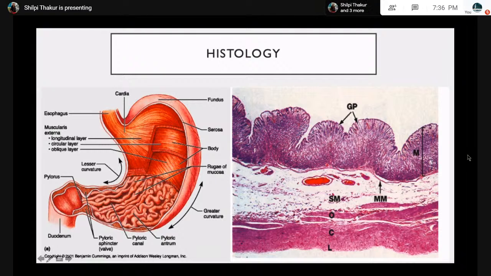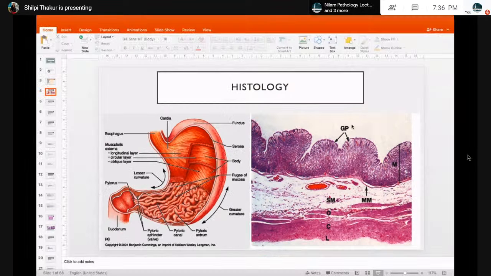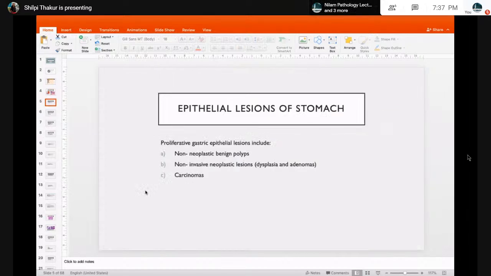So this is the mucosa, which comprises the gastric pit. I don't know whether you are able to see the arrow. So here, this is the gastric pit that is present in the mucosa. Underneath, we have the muscularis mucosae, a thin layer of muscularis mucosae, and the submucosa, followed by the oblique layer of the muscle, circular layer, and the longitudinal layer. So here are the parts of the stomach which all of us know.